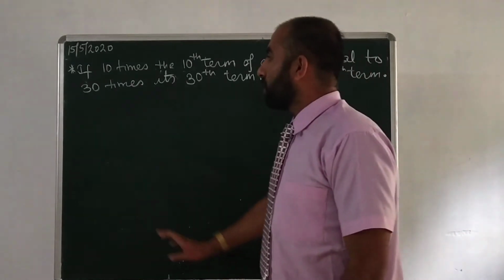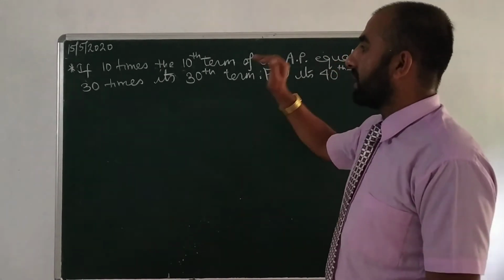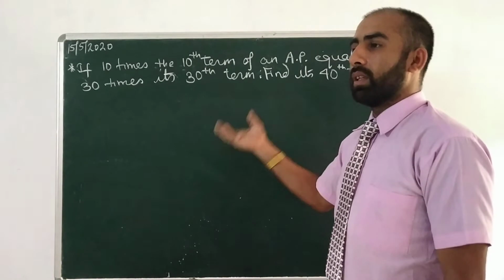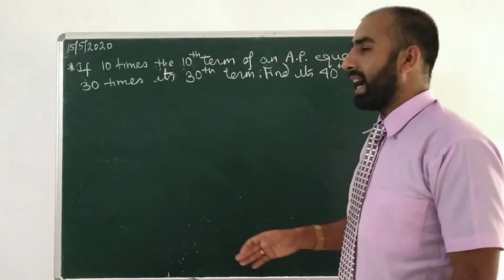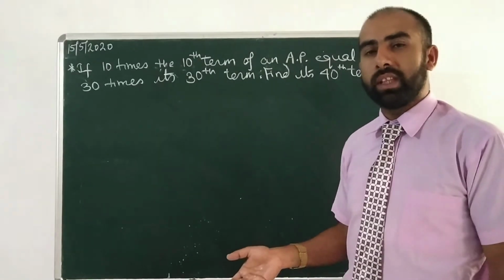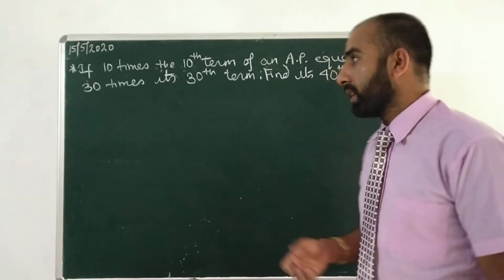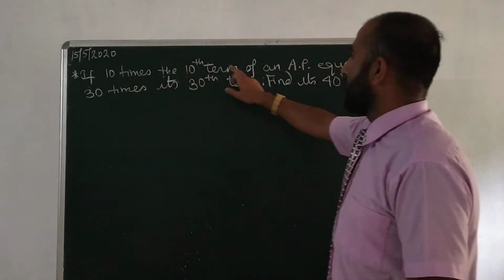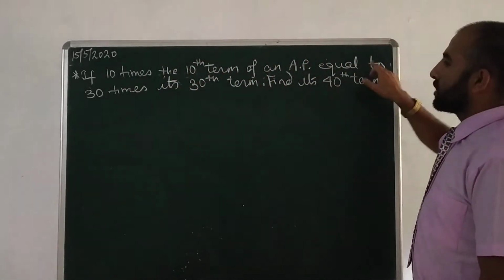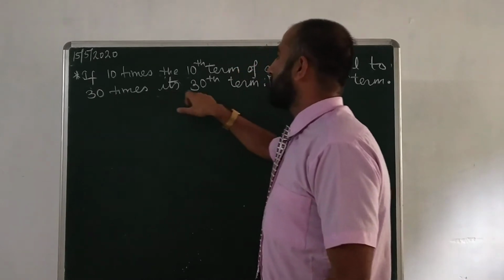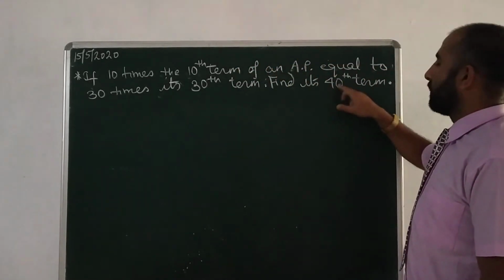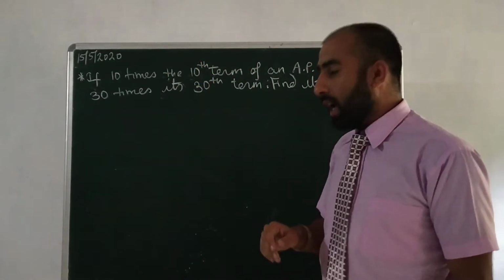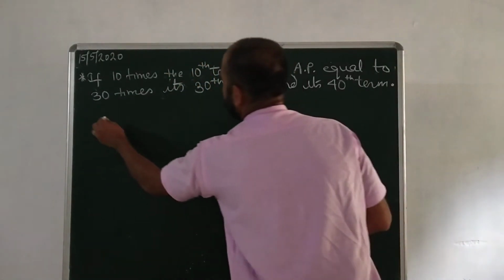Okay, so this is the last question for today's video, and with this question I'm going to stop the term formula, and from the next video I'll go with the summation formula of AP. Okay, let's solve this question. If 10 times the 10th term of an AP equals 30 times its 30th term, find its 40th term. It is somehow the application of the previous question which we did. Okay, so let's get started.